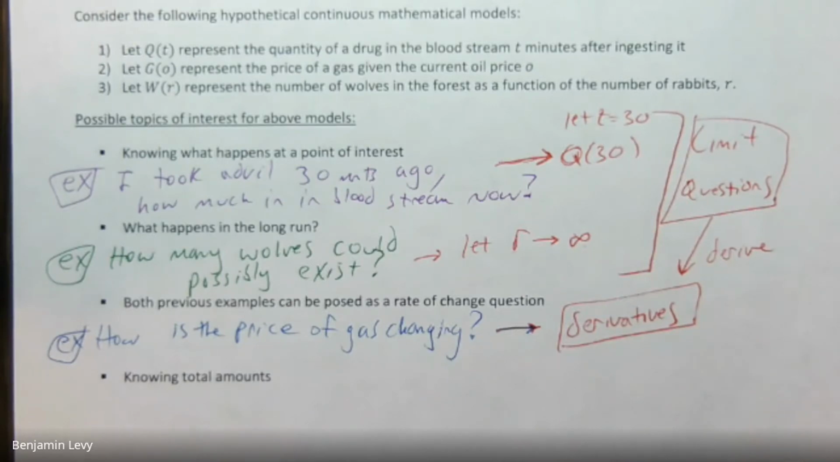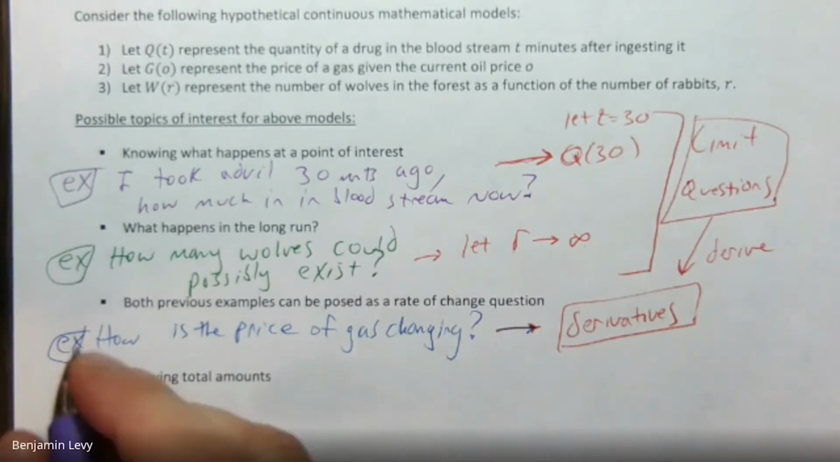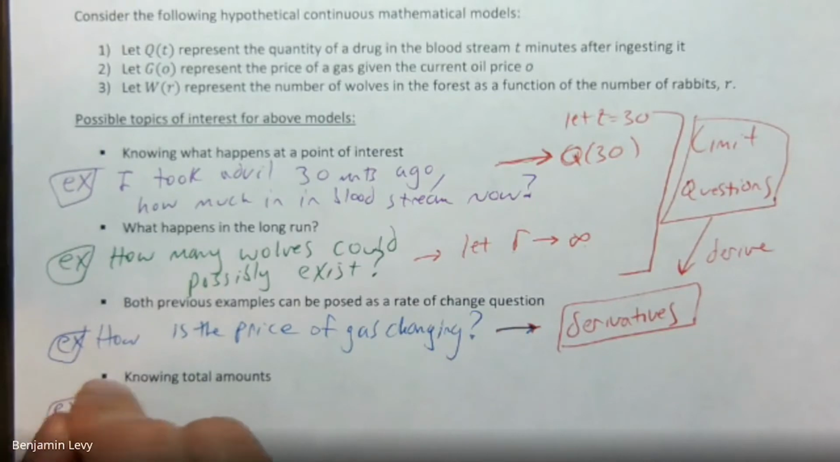And then the last thing we're going to study is how we think about total amounts. An example of total amounts that we might be interested in is, let's say over the course of an entire day, we took Advil, how much was absorbed by our body over the entire day or something like that, right?